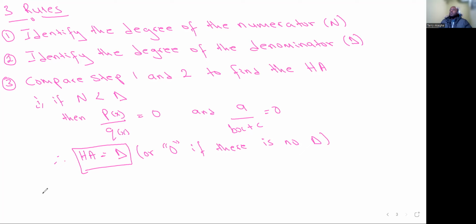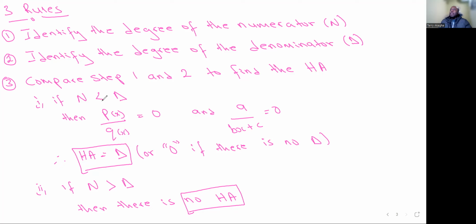Now, what about if the degree of the numerator is greater than the degree of the denominator? When you find the degree of the numerator, you find that the value is higher than the degree of the denominator. Then, in this case, there is no horizontal asymptote. So in the case where the degree of the numerator is greater than the degree of the denominator, there is no horizontal asymptote.